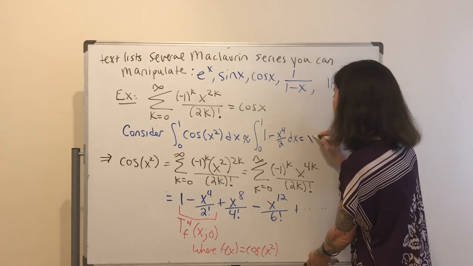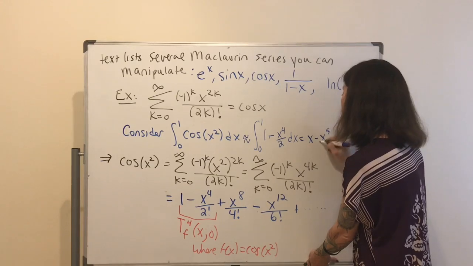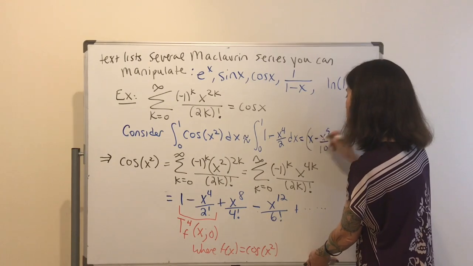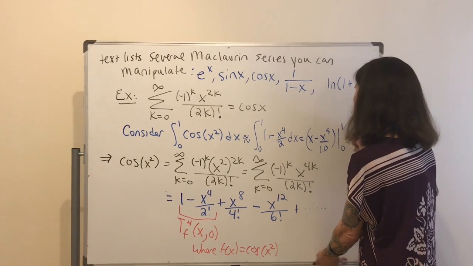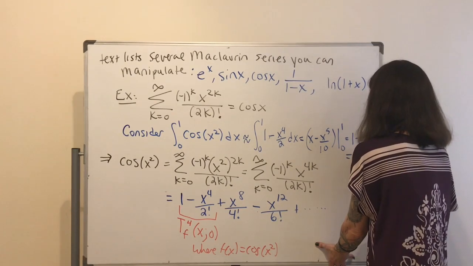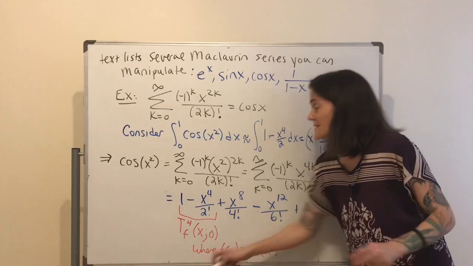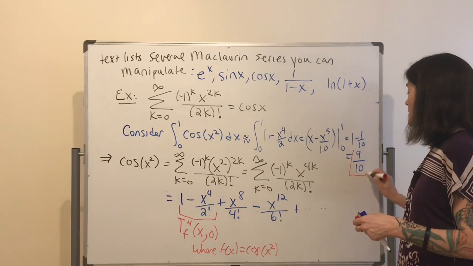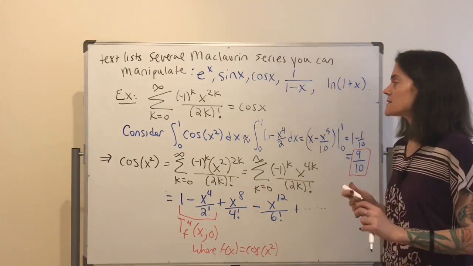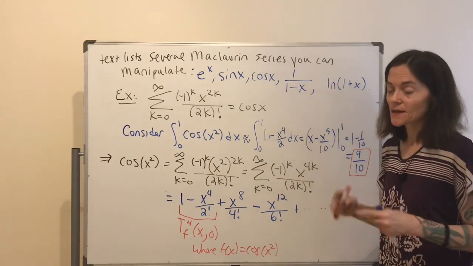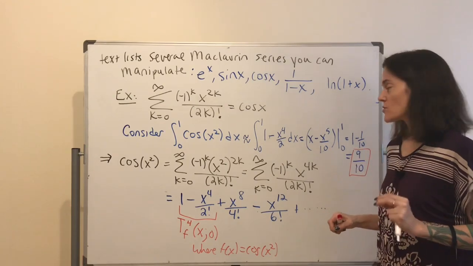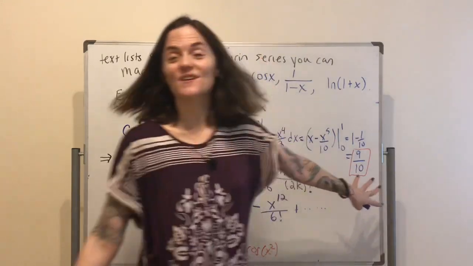This one is x minus x to the 5th over 10 from 0 to 1, which is 1 minus a 10th. This is 9 over 10. Okay, so this 9 over 10 is approximately this definite integral. And the way I went about it is significantly, in my opinion, easier and faster than if I had to do Simpson's or trapezoid rule.